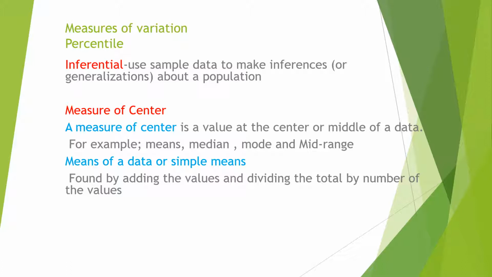And then the next one, we look at the measures of centers. Measures of centers is a value at the center or the middle of the data. For example, mean, median, mode, and mid-range. The mean of a data, or simple mean, is found by adding the values and dividing the total by the number of the values. It can be sample mean or population mean, either of the two.